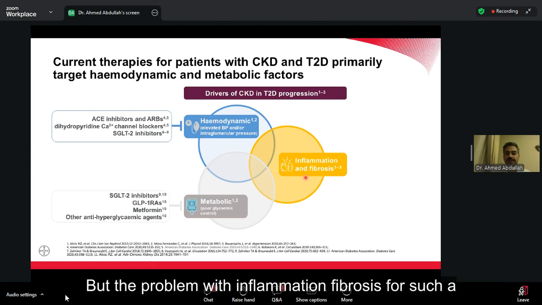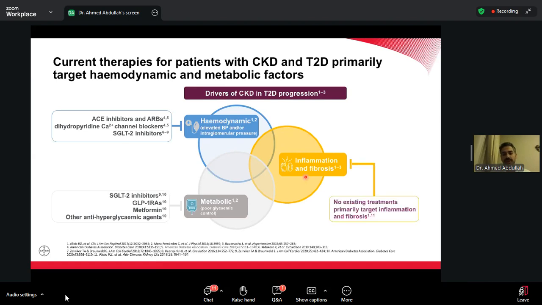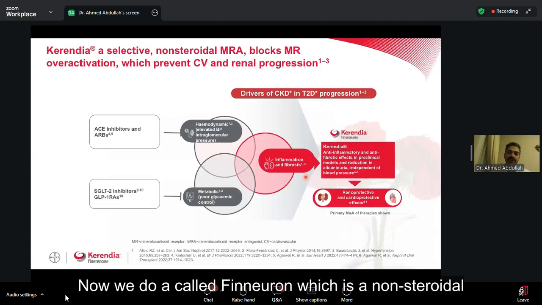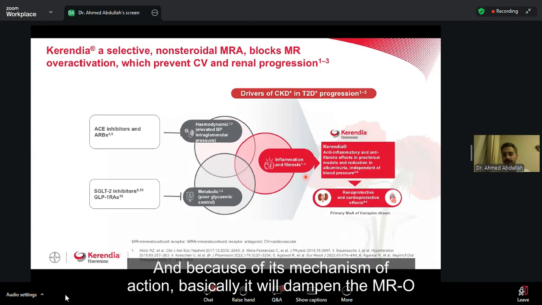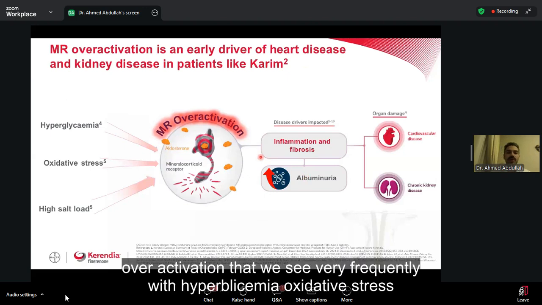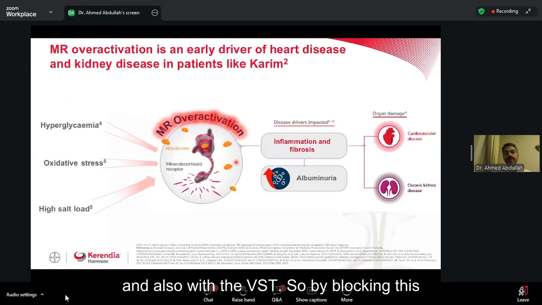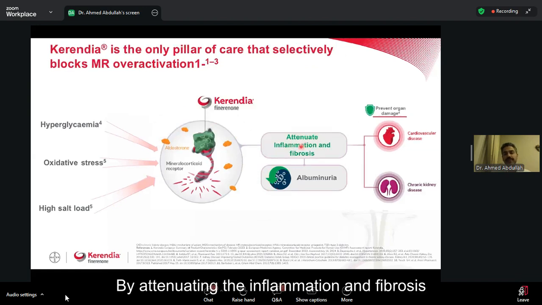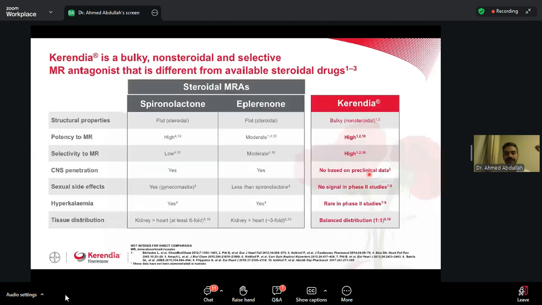But the problem with inflammation and fibrosis, for such a long time, we did not have an agent that was able to counteract that. But now we do, and it's called finerenone, which is a non-steroidal MRA antagonist. Because of its mechanism of action, basically it will dampen the MR overactivation that we see very frequently with hyperglycemia, oxidative stress, high salt load, and also with obesity. So by blocking this, by attenuating the inflammation and fibrosis, we're reducing albuminuria, and then we're protecting the end organs such as the heart and the kidney.